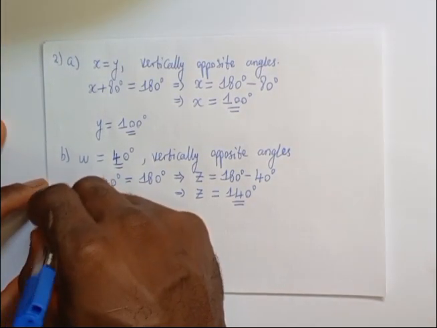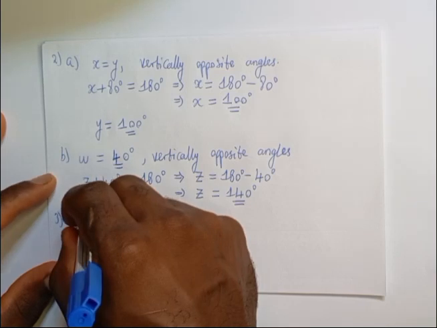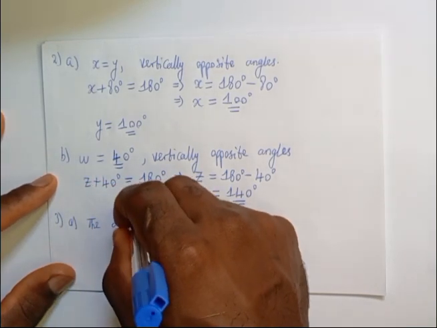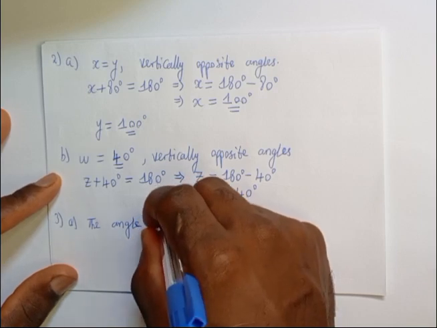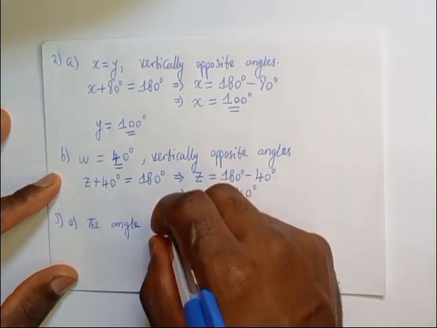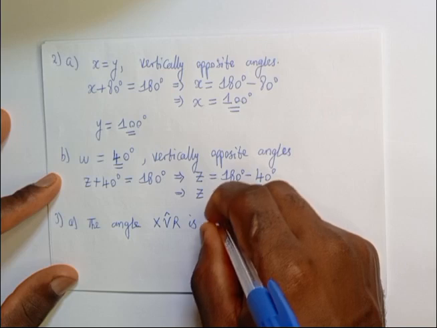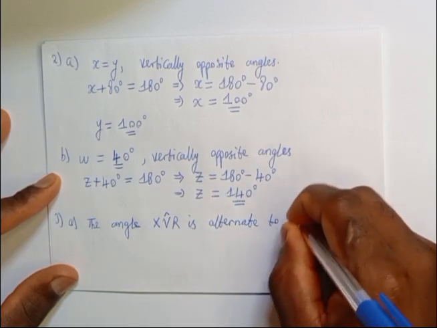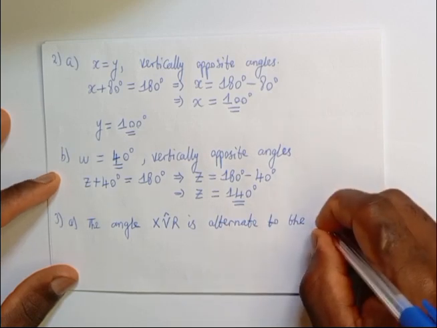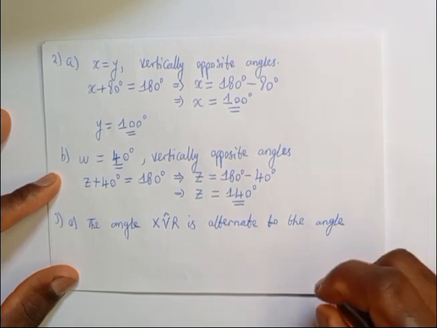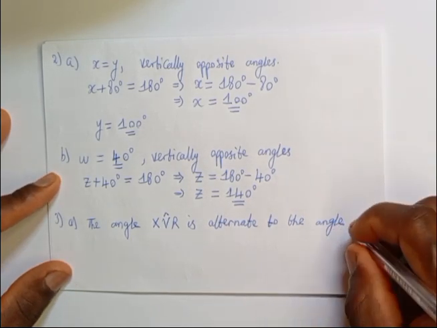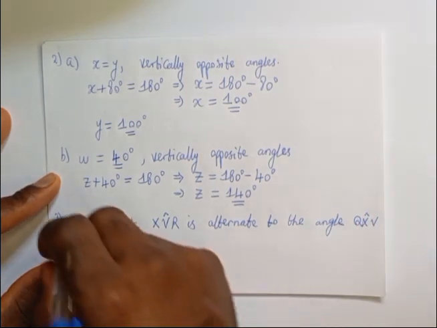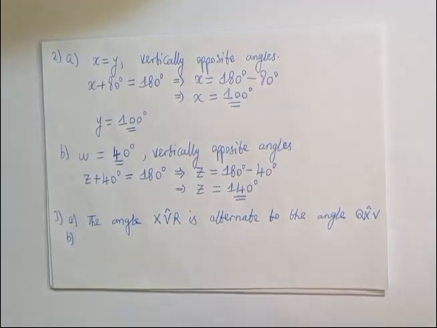Question 3. Write this down. The angle XVR is alternate to the angle QXV. Move now to question B.